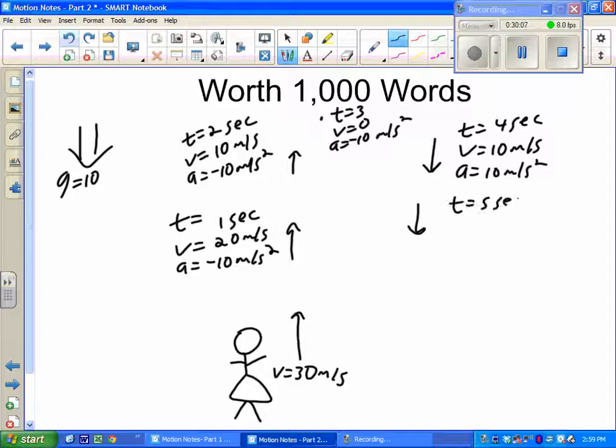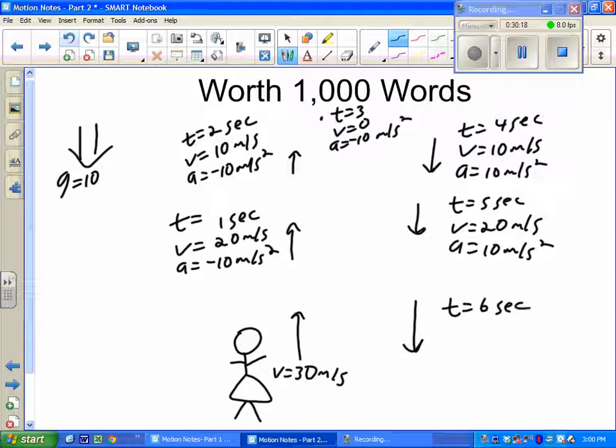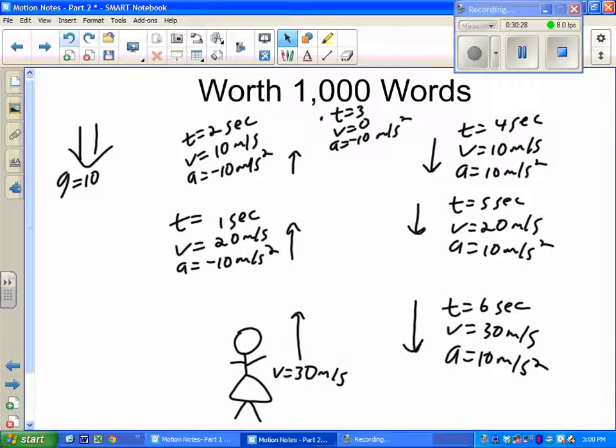In 5 seconds, it's speeding up again, still speeding up. And right before it hits the ground, it is going 30, and acceleration is 10. So some things to note about this. One, the speed I throw it at is the same as the speed it lands. That's important. I'll say it again. The speed we throw it up at is the same as the speed it lands.